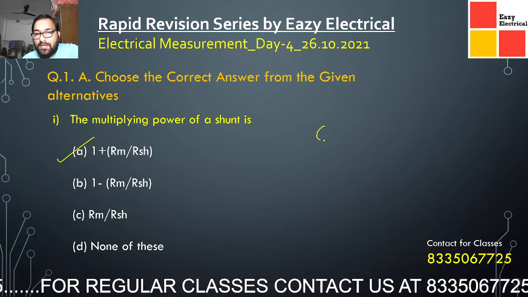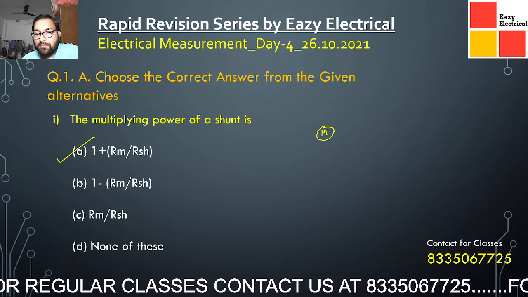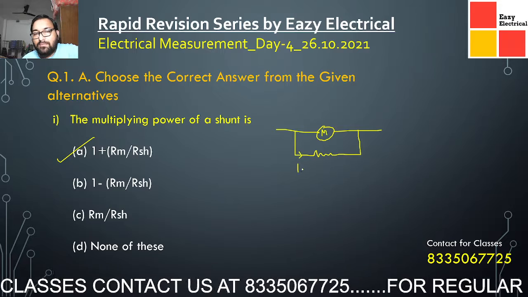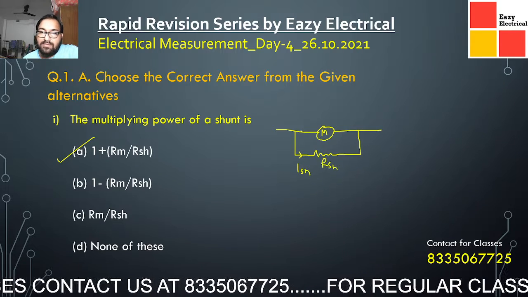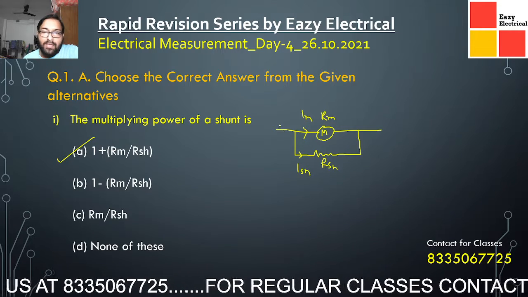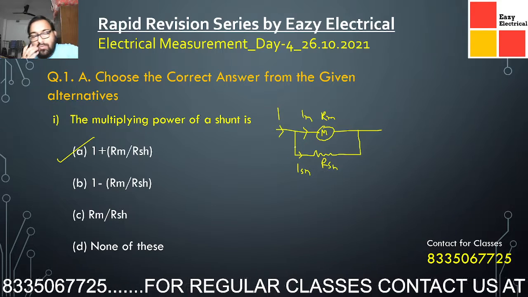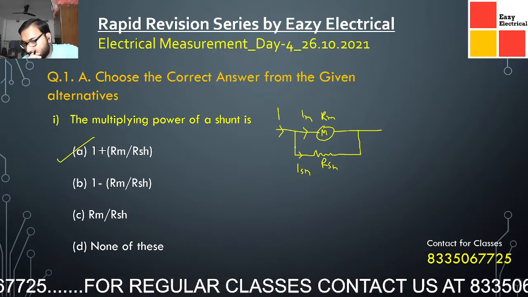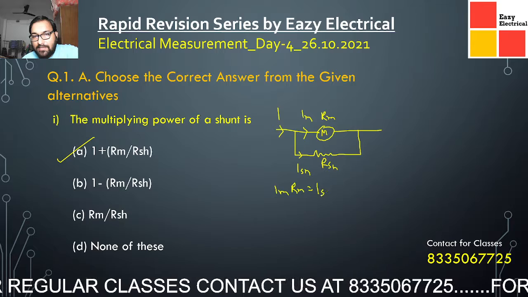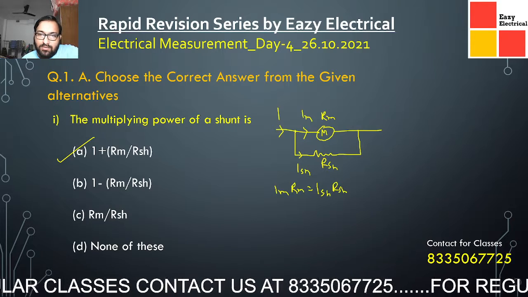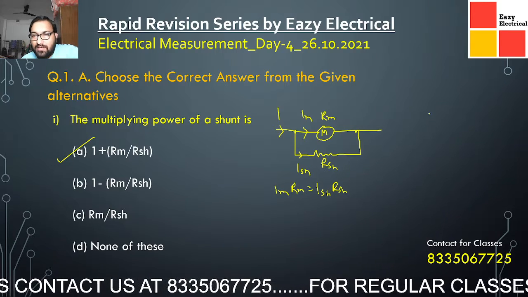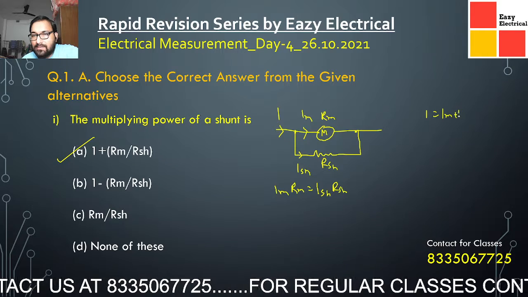Suppose we are having a meter like this. Suppose it is a meter, and the shunt is connected via this part. Suppose here a current ISH flows through the resistance RSH. In this direction the current is IM through RM, and in this direction the current I is flowing. So from this understanding we can observe that the drop across IM RM has to be equal to ISH RSH, right? Because it is across this terminal.